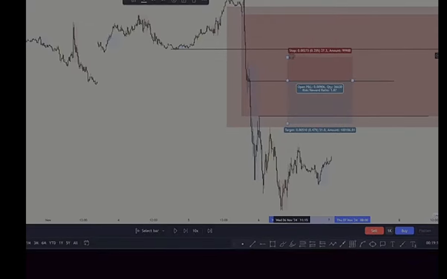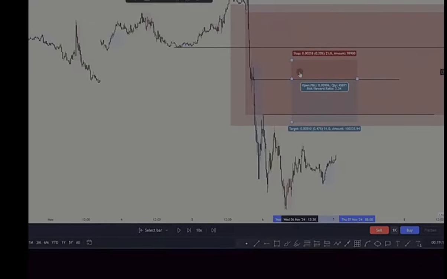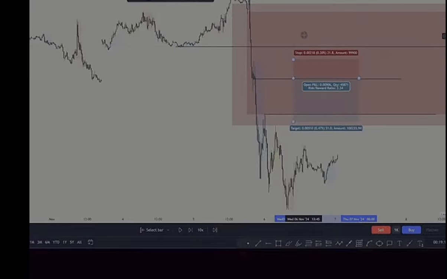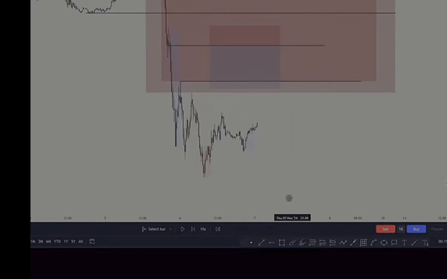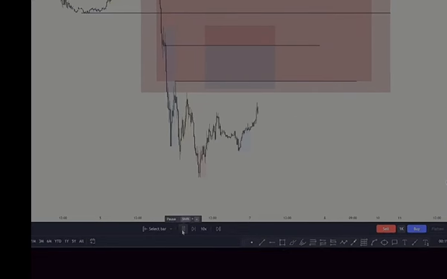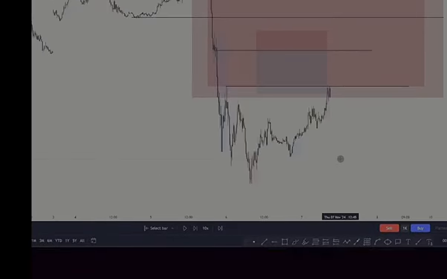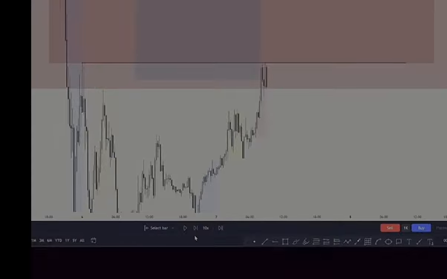Just put it here, maybe up here, and then if price disrespects this one, enter again from here with a stop slightly above. That is what we're going to be doing. Now let's see how price reacts off these levels. Actually, the first one, you should not have a limit order here. Only use it as a scalping opportunity.